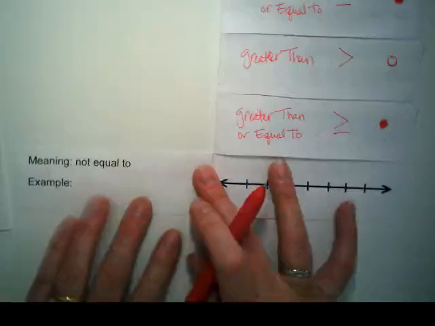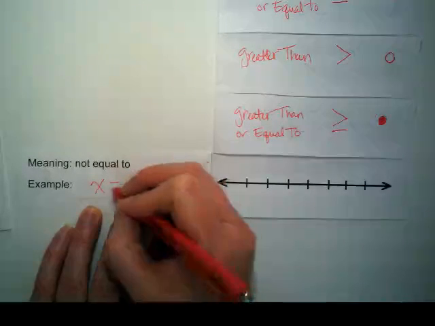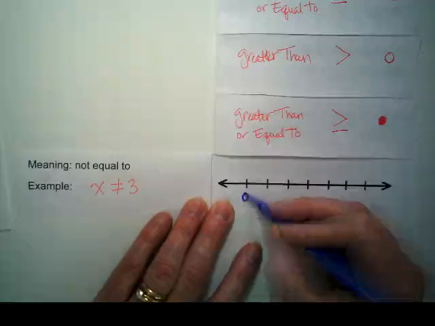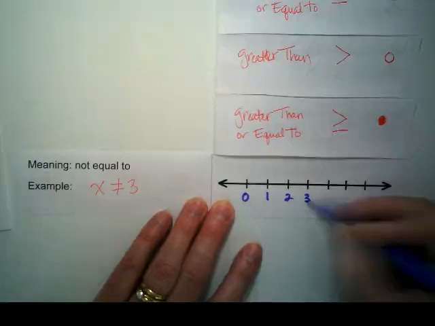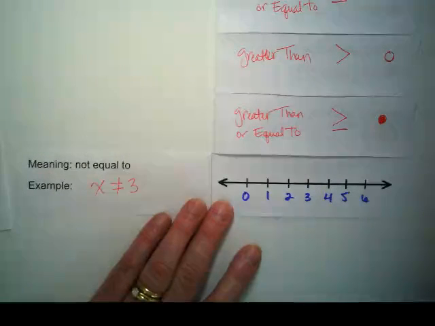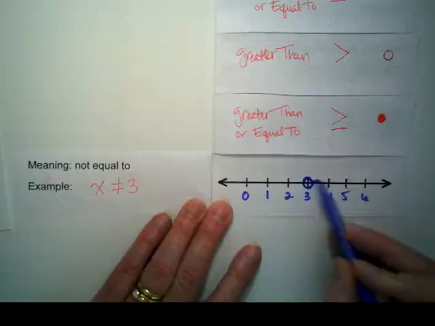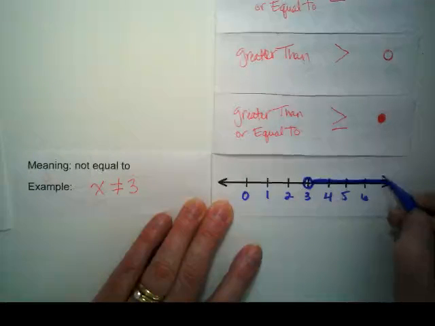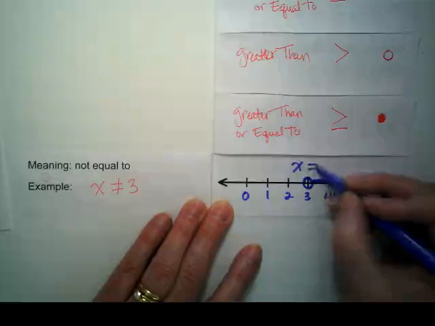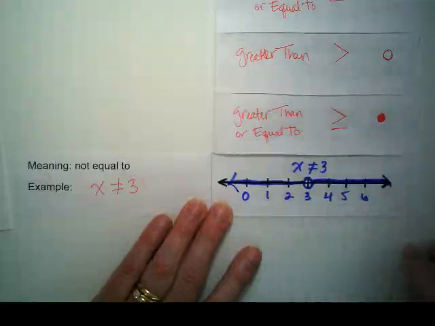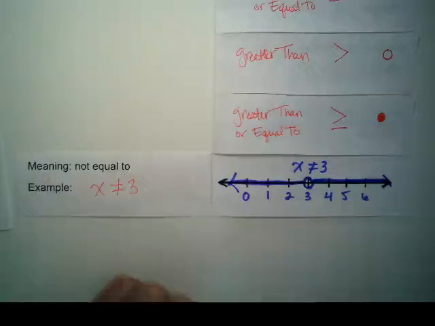Let's open this up. The example we're going to use is x is not equal to 3. We're going to start at 0 and go up to 1, 2, 3, 4, 5, 6. Anybody want to guess how we're going to show this one on the number line? We go both ways. We're going to open the circle at 3, and the line goes both ways. Everything would make x is not equal to 3 true, except the number 3. So we almost have an infinite number of answers except for 3.